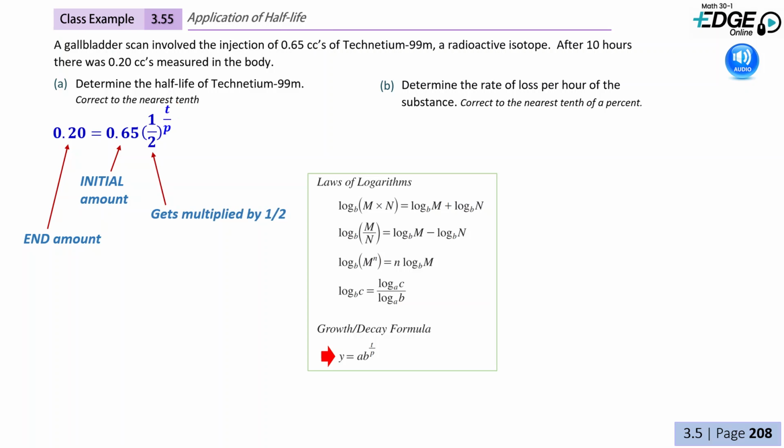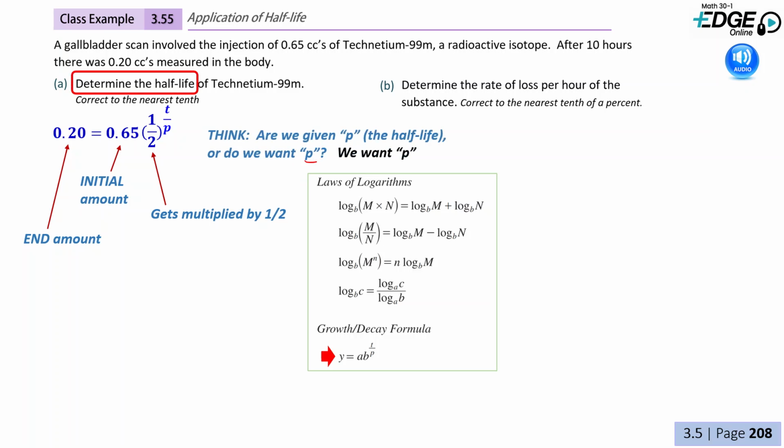And now we have the exponent to solve for. Now the question is, are we given P in this question, or do we want P? Well, we actually want P because it says determine what the half-life is. So remember, our P value is the amount of time that goes by in order for half of our substance to remain. In other words, the half-life. Our P value is the half-life if our multiplier is 1/2.